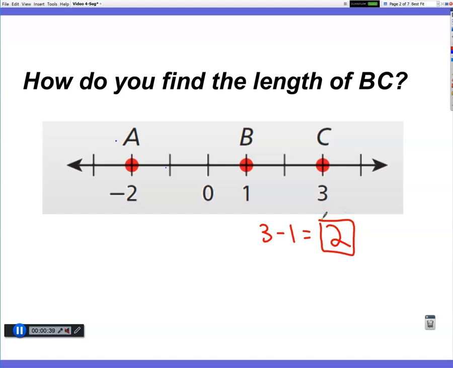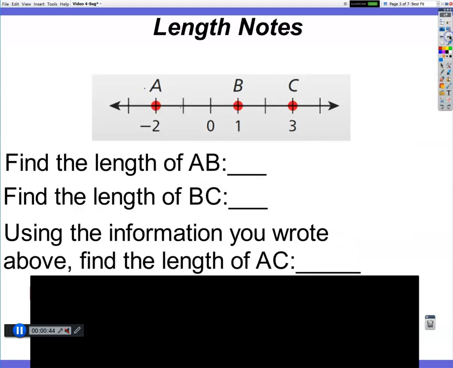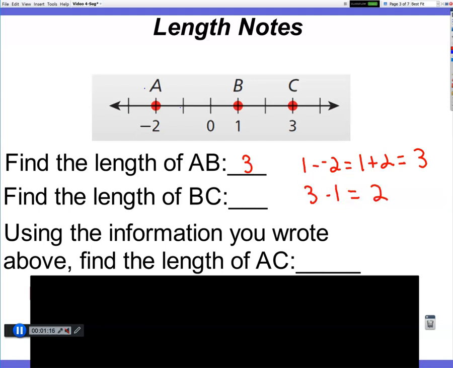And this is what we would do if it's obviously a bigger number that's not just countable. So now let's go ahead and apply that to this number line right here. We're trying to find the length of AB. So again, I would do 1 minus negative 2, which is just 1 plus 2, because the way that I subtract a negative is by adding. So I'm going to have 3. If I'm trying to find the length of BC, again, I would do what I just did before. So 3 minus 1, which is 2.